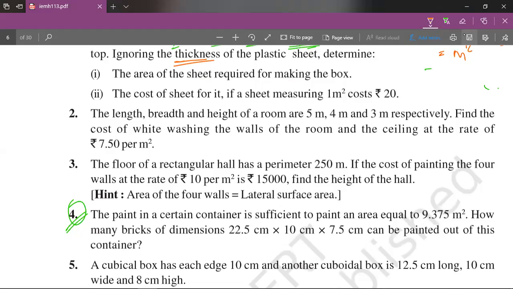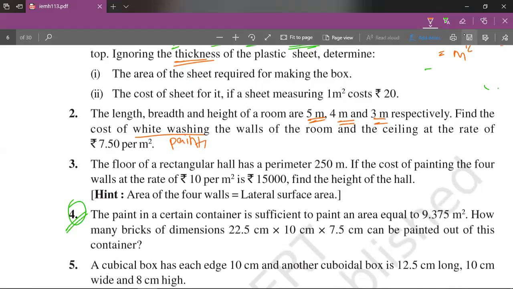Firstly, look out for all the units. If the units are the same, then it's okay. If the units are not the same, then conversion needs to take place from meter to centimeter or from centimeter to meter. In this question, no conversion needs to take place. So the length is 5 meter, the breadth is 4 meter and the height is 3 meter. The final statement, the question itself, states: find the cost of whitewashing the walls of the room. Whitewashing basically means painting.